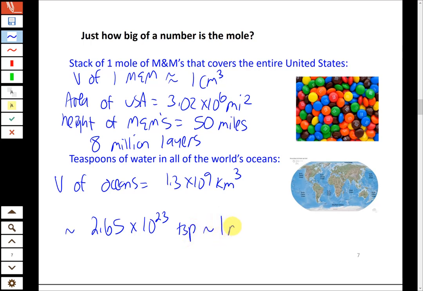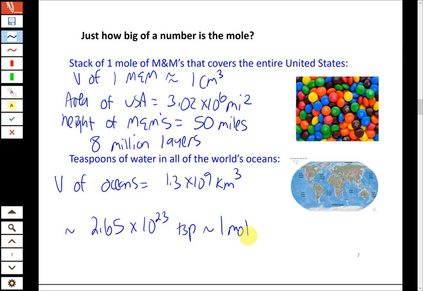which is about a mole. So basically, the number of teaspoons of water in the whole world is about 1 mole. All right, so again, that tells you how huge that number is. And another cool thing is that the number of teaspoons of water in the world is about the same as the number of molecules of water in a single teaspoon.